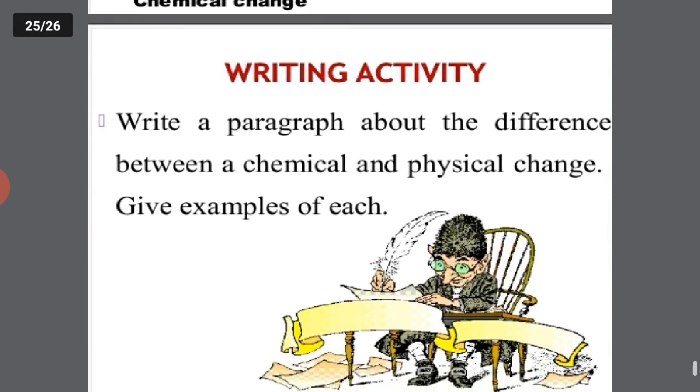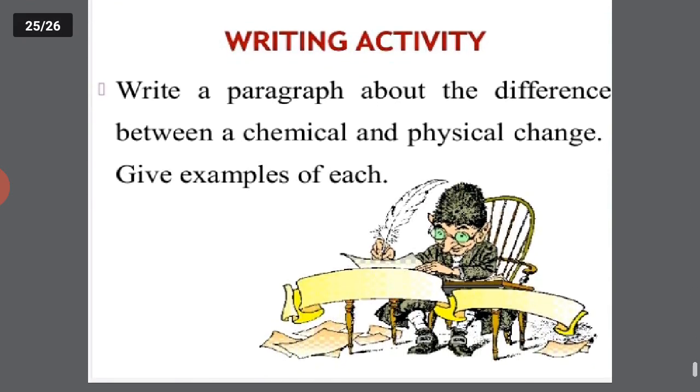Got it? Now the writing activity, what do you need to do? Write a paragraph about the difference between a chemical and a physical change. Give examples of each. Okay, you will do it easily. You can easily do it.